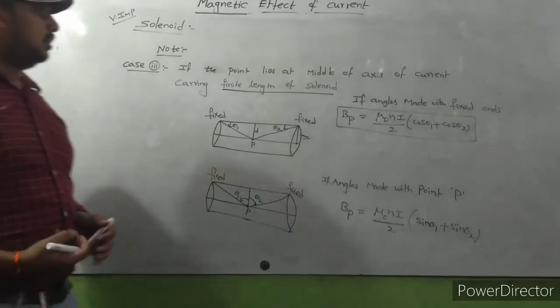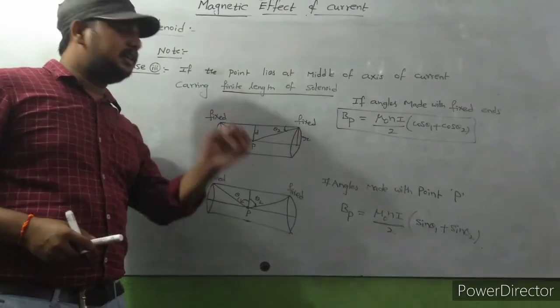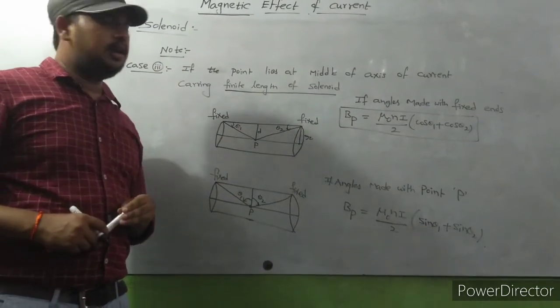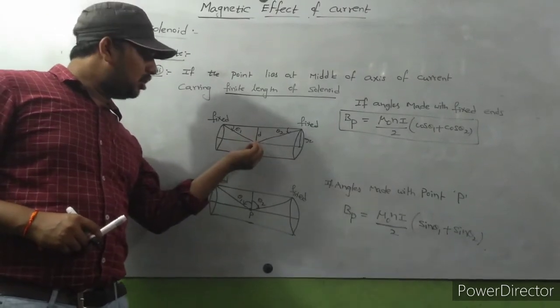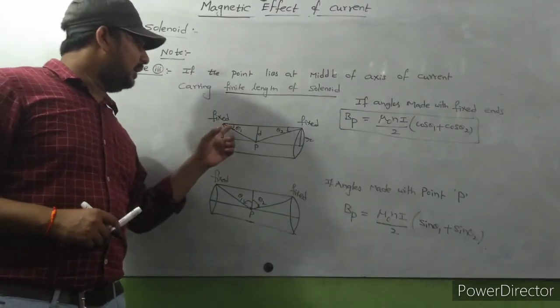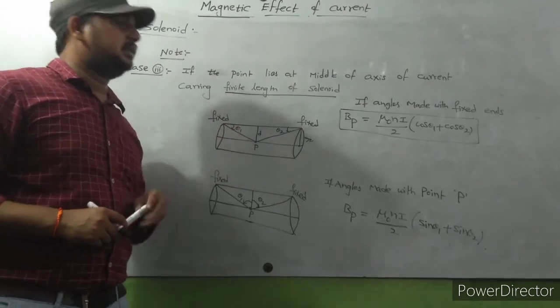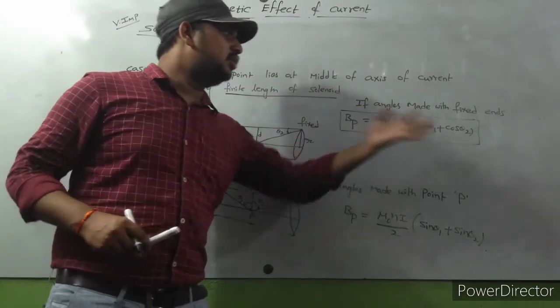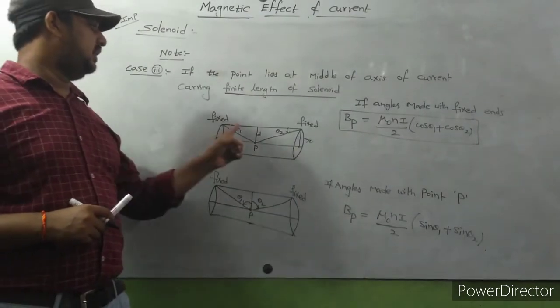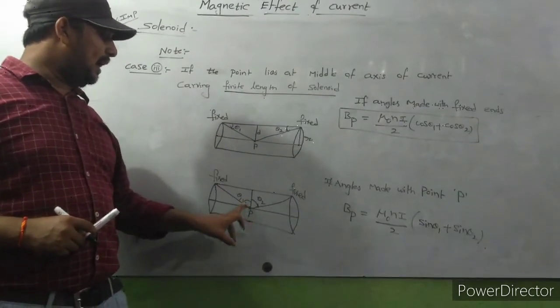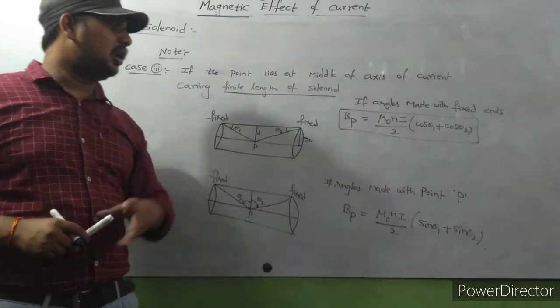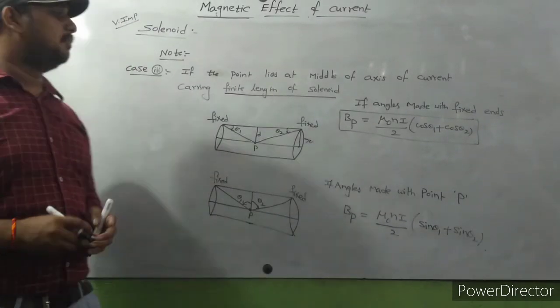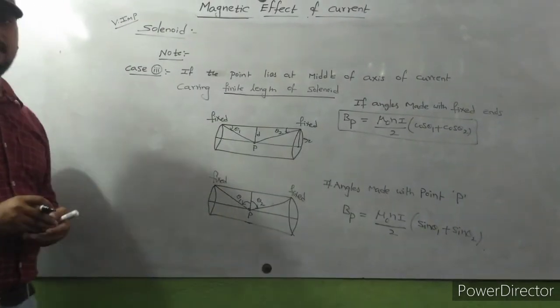So, if the solenoid is made with finite length of wire and the point lies at the middle of the axis, with angles made with the fixed ends, then the magnetic field at that point is mu naught n i by 2 into cos theta 1 plus cos theta 2. If the angles are made with the point, it is mu naught n i by 2 into sin theta 1 plus sin theta 2. This is case 3.